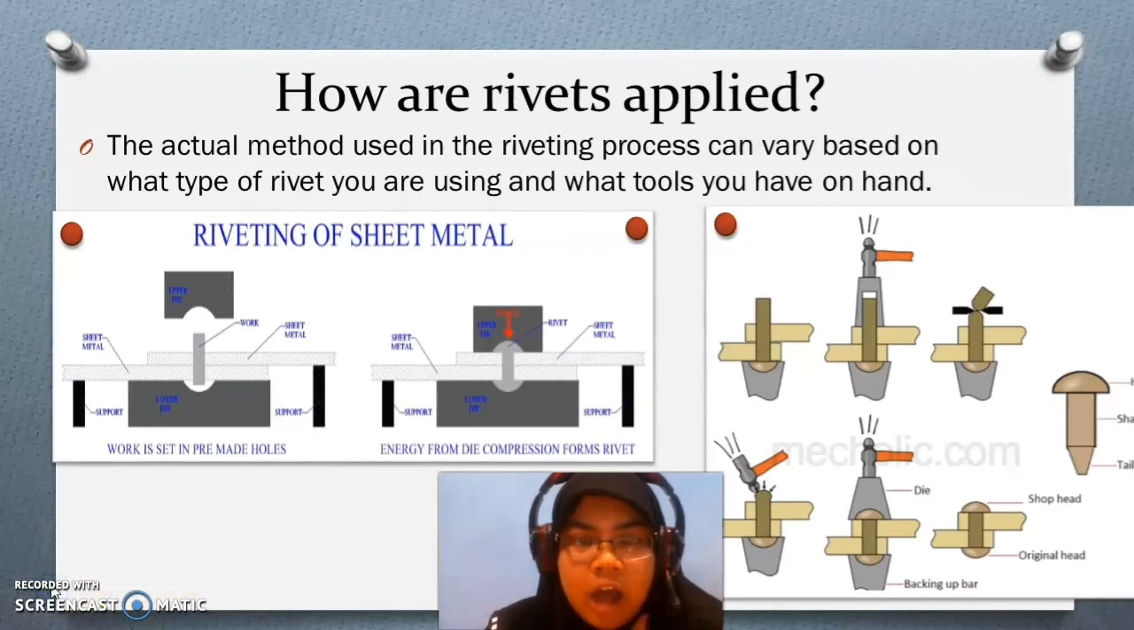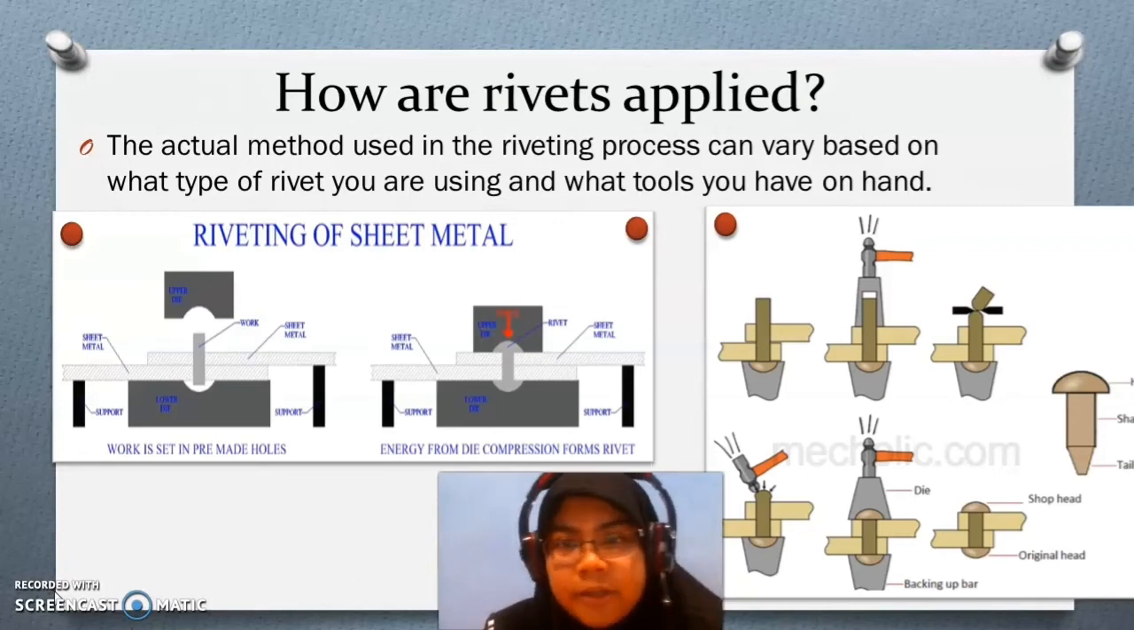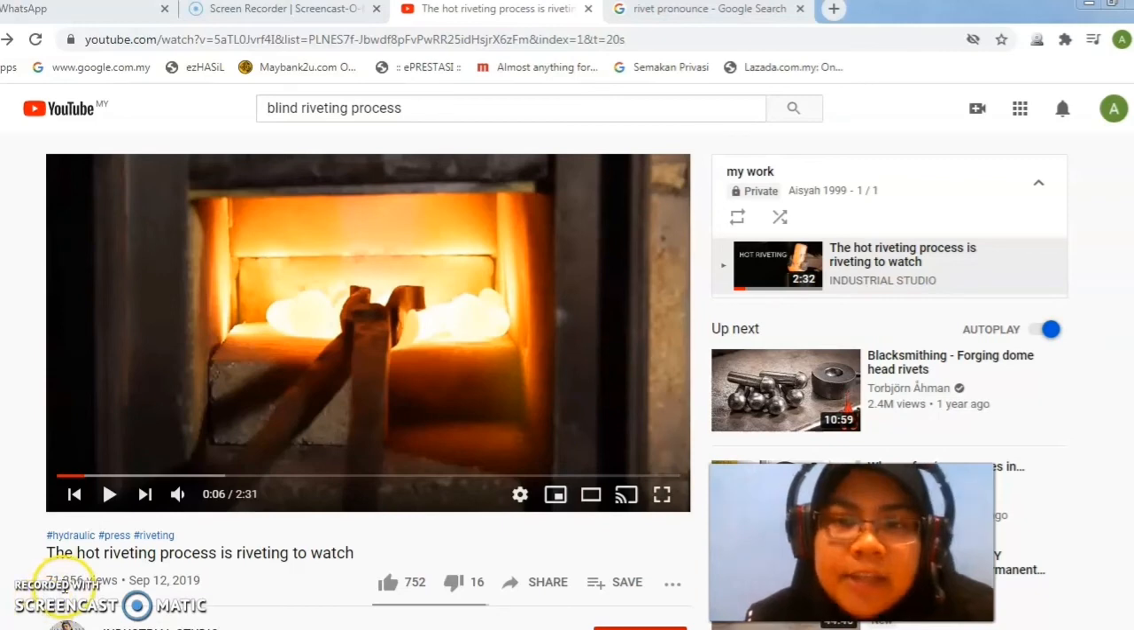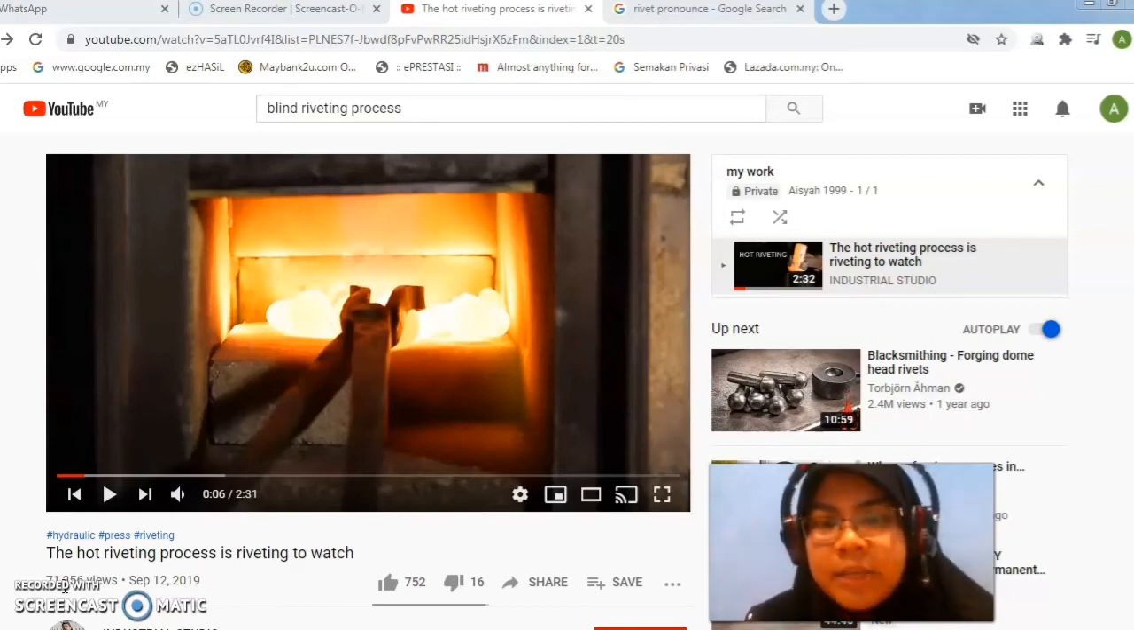So let's talk about how a rivet is applied. Actually, the way you apply the rivet is based on what type of rivet you are using and what tool you have. So if you are using a standard rivet, you can use a tool like a hammer, like in this picture you can see, and I will show a short video for you. From this video, as you can see, they first heat the rivet, and then hit the rivet. Why are they hitting? Because by hitting the heated rivet, it is easier to deform the structure of the rivet.